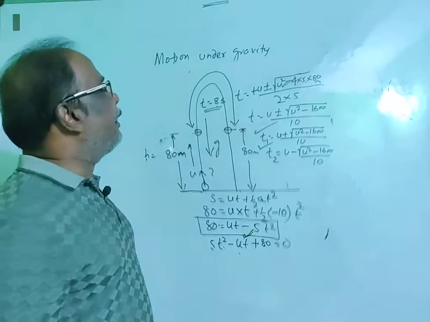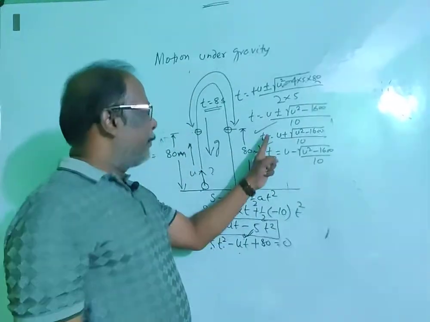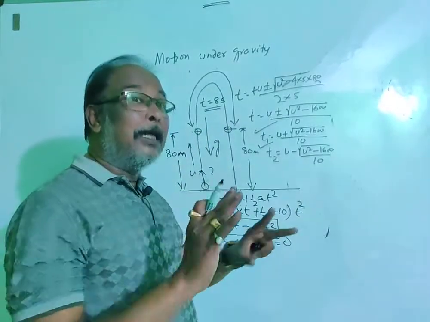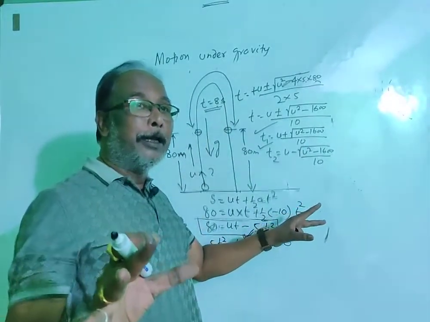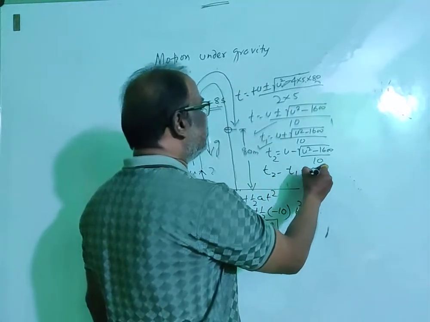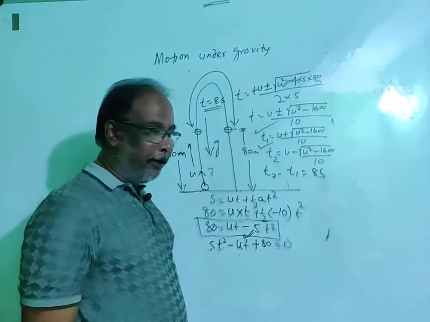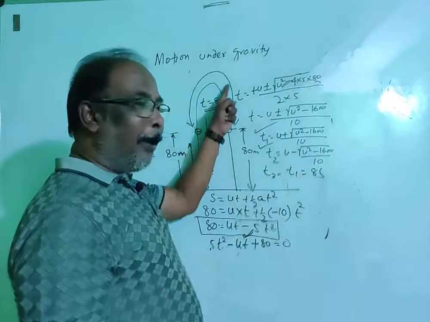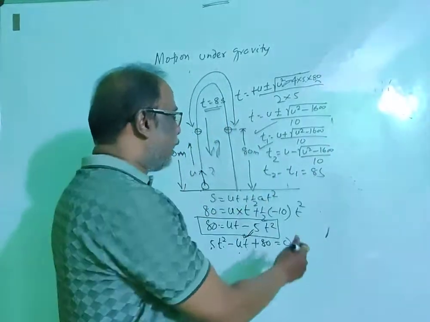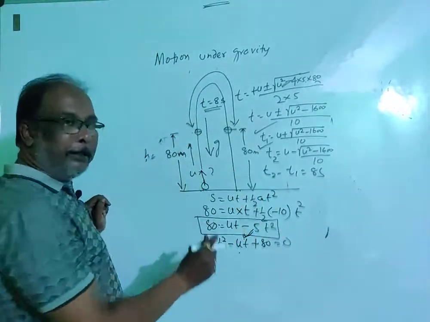Okay. Now it is very easy. You know the value of time. Time is 8 second, means the interval of time is 8 second, means t2 minus t1 is equal to 8 second. Longer time minus shorter time is equal to 8 second. Now you can solve it.